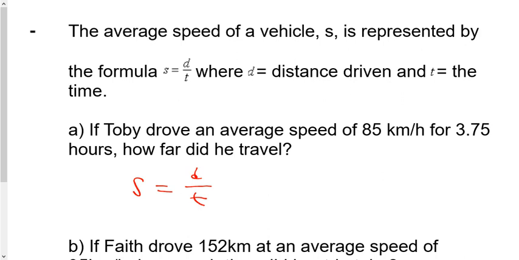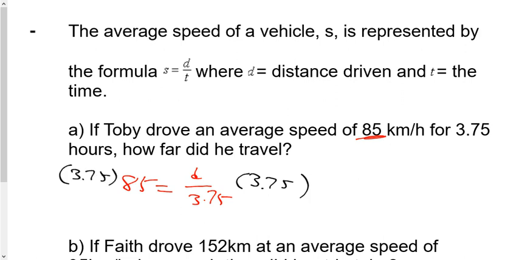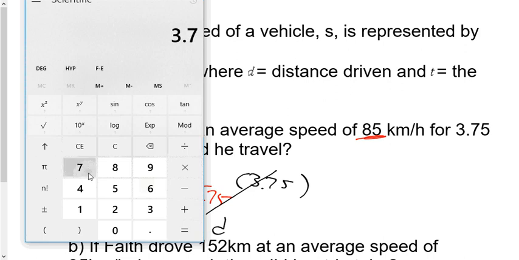So it says if Toby drove an average speed of 85, so we know speed is going to be 85, for 3.75 hours, so his time is 3.75 hours. How far did he travel? Once we substitute all that information into our formula, we have this really easy thing to simplify. To isolate for D, we're going to simply multiply both sides by 3.75. Isolating D, D will equal the product of 3.75 by 85, which equals 318.75.